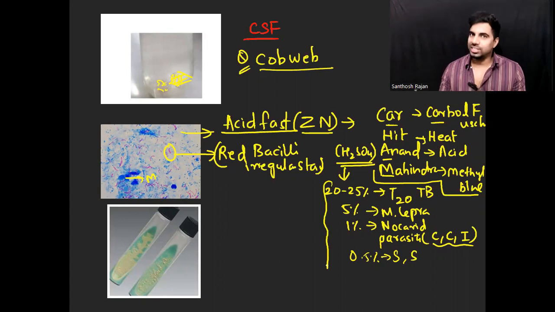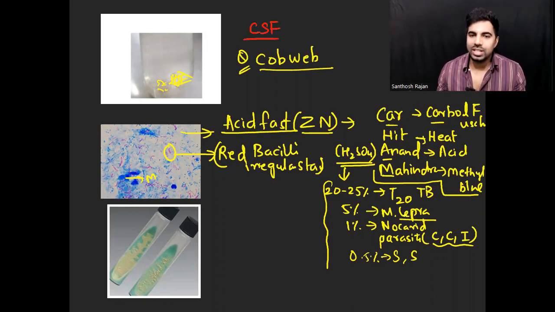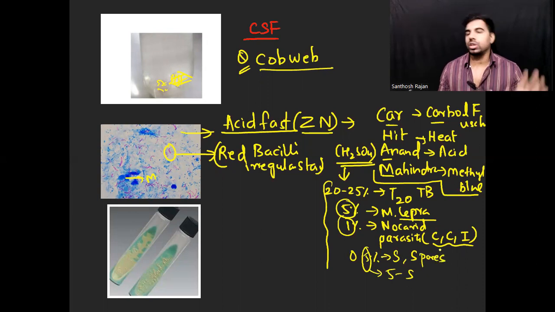I'm going very fast because this is a revision part, so you must already know this. But even if you don't, it's very easy. 5 for leprosy, 1, 2, 3, 4, 5, so 5%. 1% for all parasites and Nocardia. No need to clue and all. 5 looks like a yes, so 5 and yes are similar. Spores and sperms; sperm is another yes.